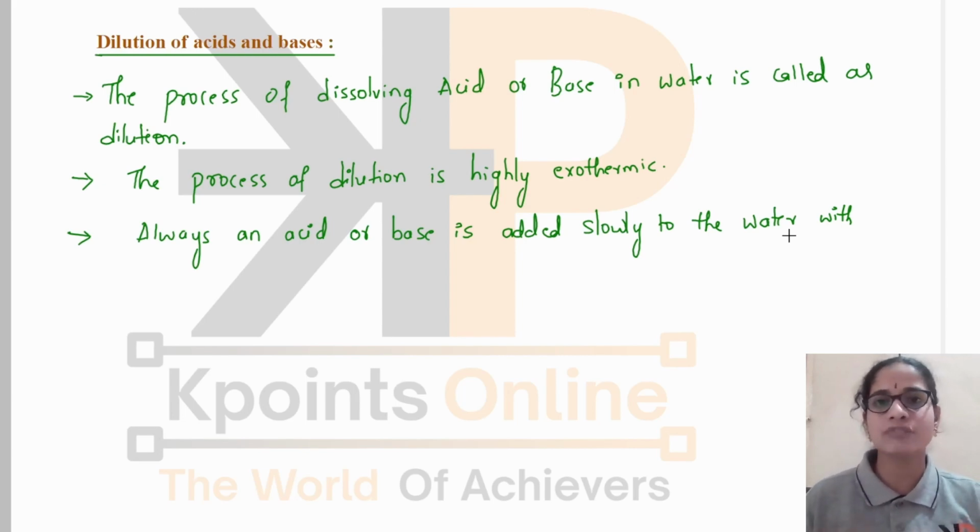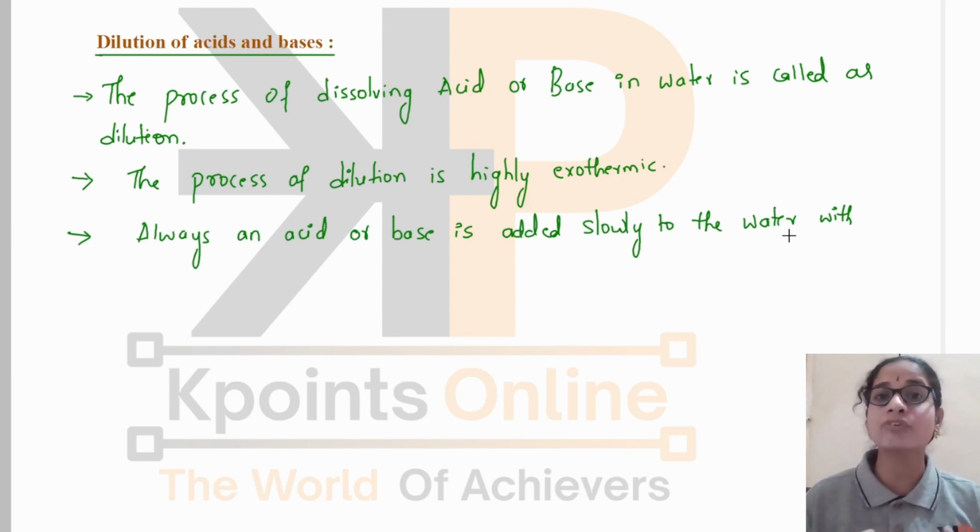What is the difference if you add acid or base to the water, or water to acid or base? If you add acid or base to water, then also it is exothermic. Yes, it is true that it is exothermic, but the heat liberated is absorbed by the water. It will not cause a sudden rise of temperature, and it will not cause the splashing out of the mixture. Water is a good absorber of heat.